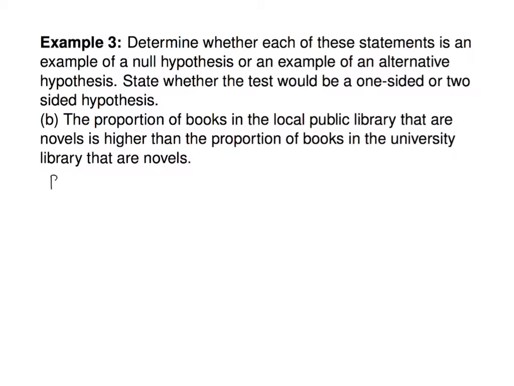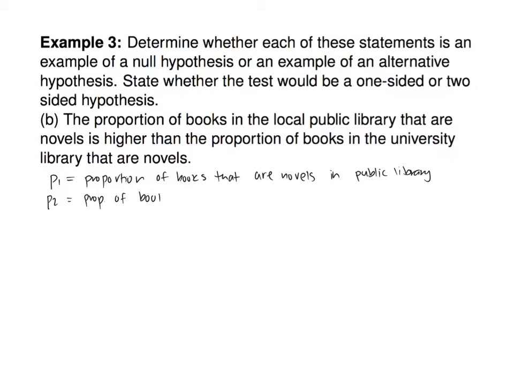So let's let P1 equal the proportion of books that are novels in the public library. And let's let P2 be the proportion of books that are novels in the university library.